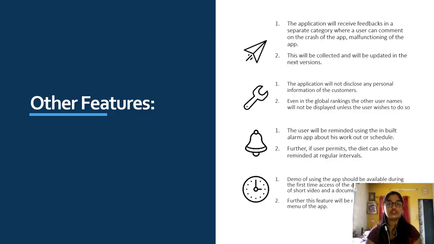What are the other features of this app? First, this app will receive feedback from the user and will make changes accordingly. Second, the application will not disclose any personal information to other users. Third, the user will be reminded by the built-in alarm app about the workout or schedule. Fourth, the demo of using this app should be available during the first-time access only.